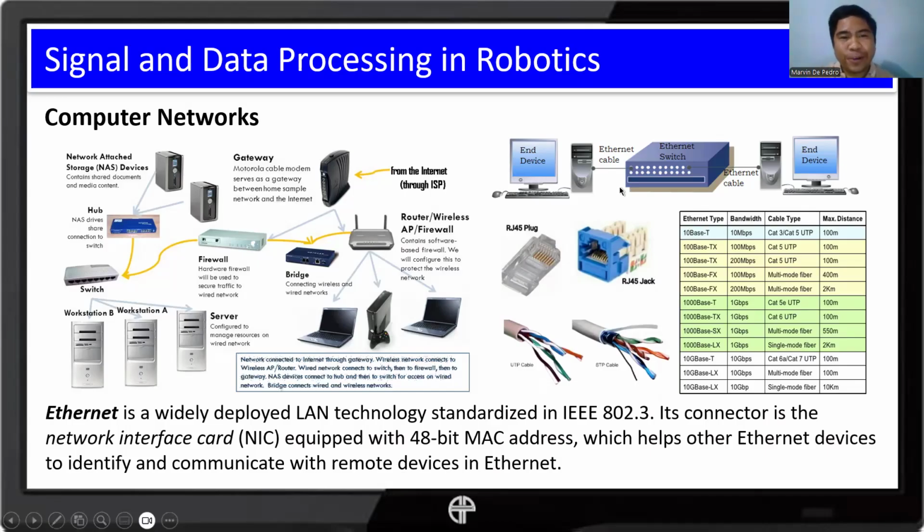Okay. Now, for the third part, we have computer networks. So, once we have understood the concept of data communications and the role they play in our robotic systems, we can now understand further the concept of computer networks. Especially if we have more robots involved and multiple computers that interact with how our robots perform.